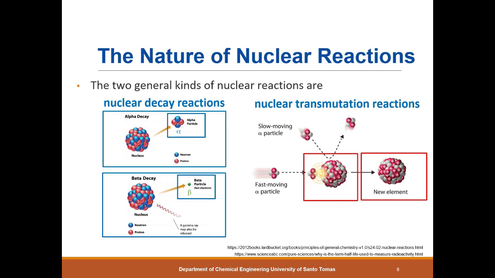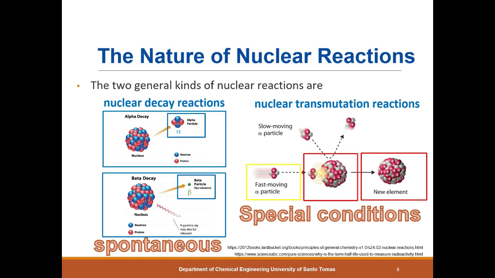As we shall see, nuclear decay reactions occur spontaneously under all conditions, but nuclear transmutation reactions occur only under special conditions, such as the collision of a beam of highly energetic particles with a target nucleus or in the interior of stars. We begin this section by considering the different classes of radioactive nuclei along with their characteristic nuclear decay reactions and the radiation they emit.